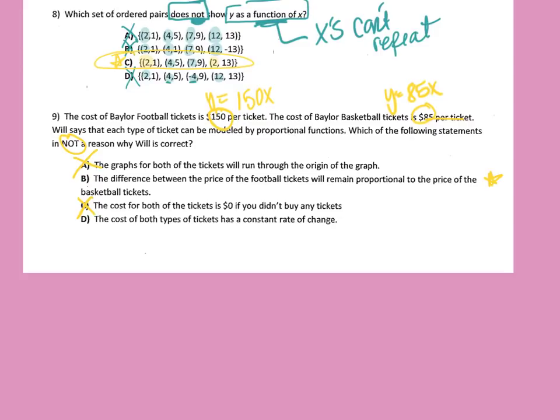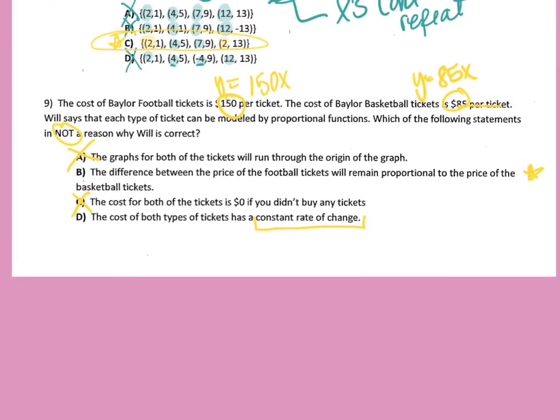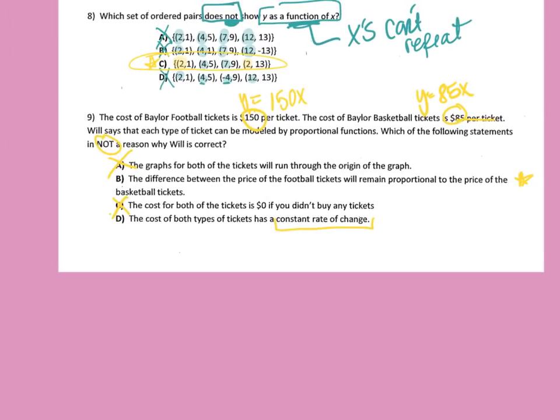D, the cost of both types of tickets has a constant rate of change. So that is true because it's changing by the same amount each time. It's $150 per ticket. So that's not changing. So B.